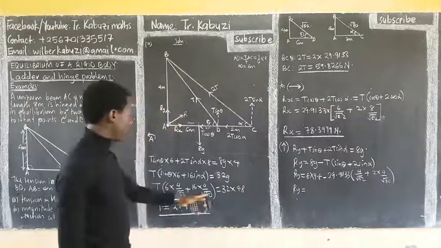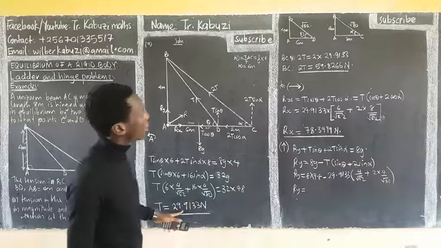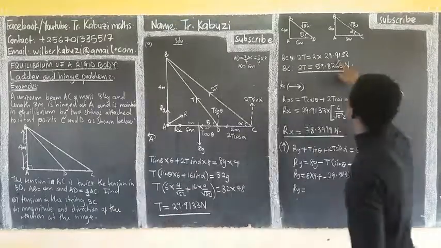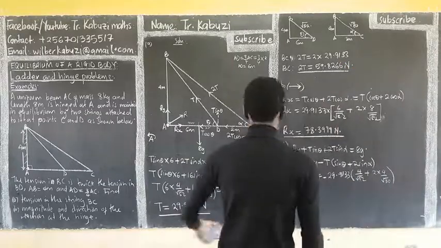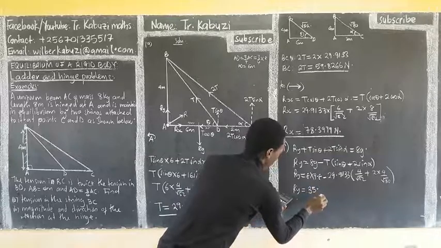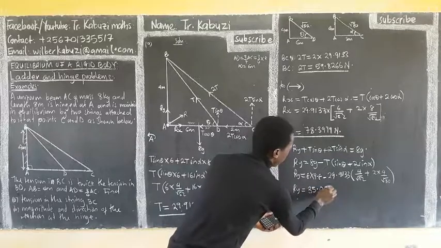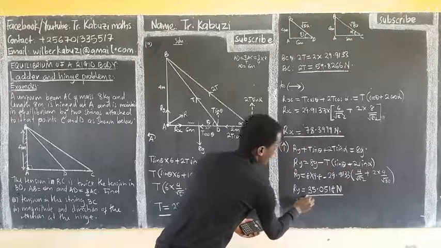So please, this one we had crossed, change to this. This was our T, then the rest changing. The value was not pressed well. So Rx is 35.0518 newtons, as simple as that.